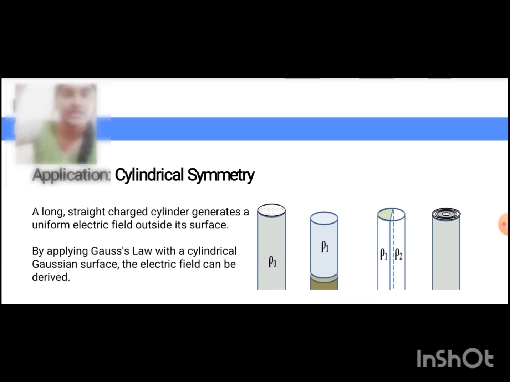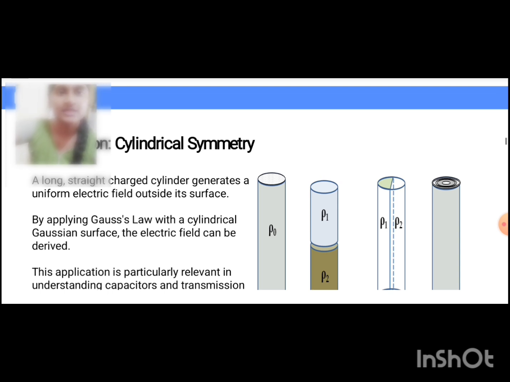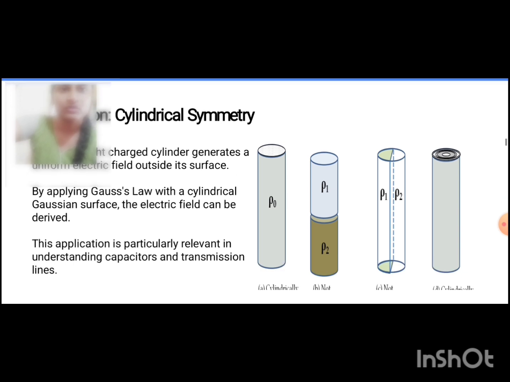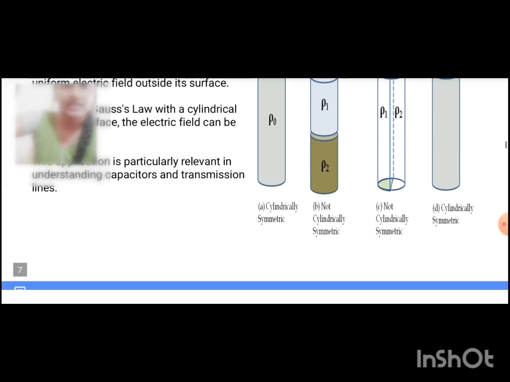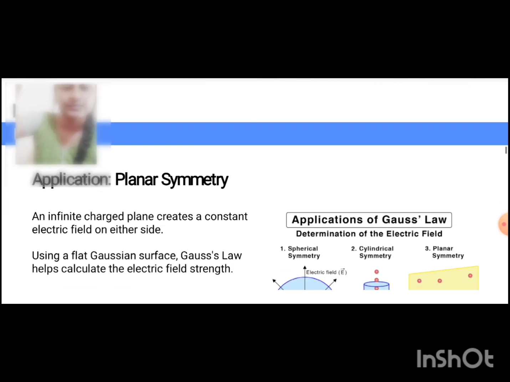Applications. So first let's go to cylindrical symmetry. A long straight charged cylinder generates an electric field outside its surface. By applying Gauss law with a cylindrical Gaussian surface, the electric field can be derived. This application is particularly relevant in understanding capacitors and transmission lines.